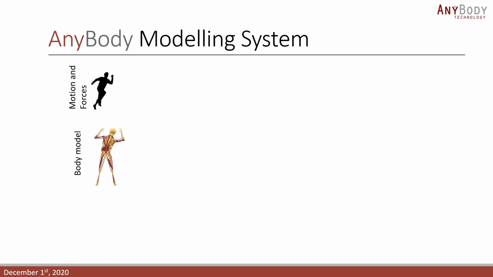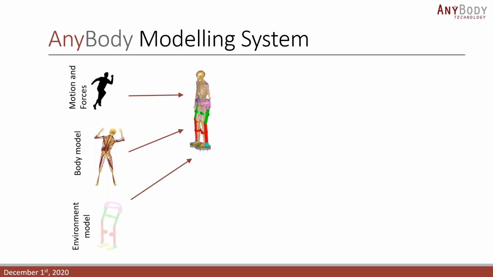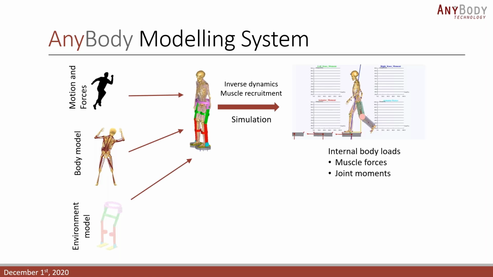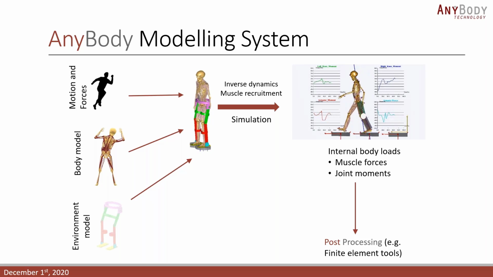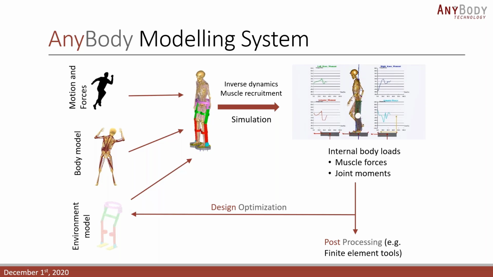The typical workflow in AnyBody could look something like this. You provide the motion data as input, and then you use the body models which you or others have built, and then you provide some kind of environment, which could be an exoskeleton. Then you can use AnyBody to combine these things and run the inverse dynamics simulations. Basically then we can calculate the internal body loads as muscle forces and joint moments. We can then go on and post-process these results in some kind of finite element tool, or we can try to close the loop completely by doing some kind of design optimization and then run this loop multiple times.